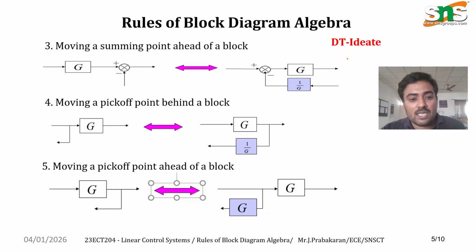And the fourth rule is moving a pick-off point behind a block. When we move a pick-off point behind a block, we multiply the branch signal by the block gain. And the fifth rule is moving a pick-off point ahead of a block. When moving it ahead of a block, we divide the signal by the block gain. You can see the block diagrams of the third, fourth and fifth rules on your screen.